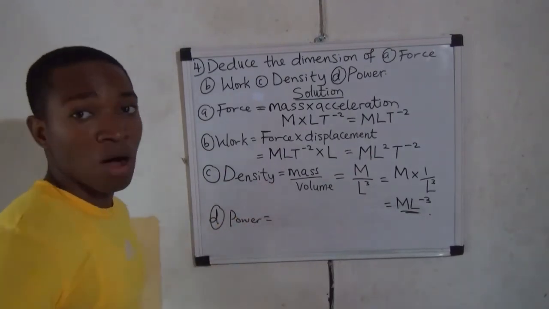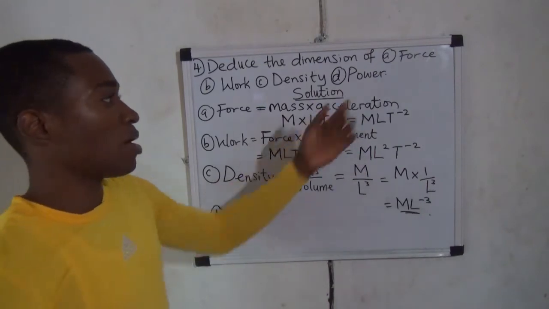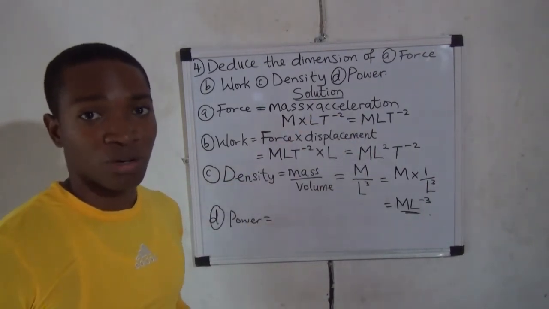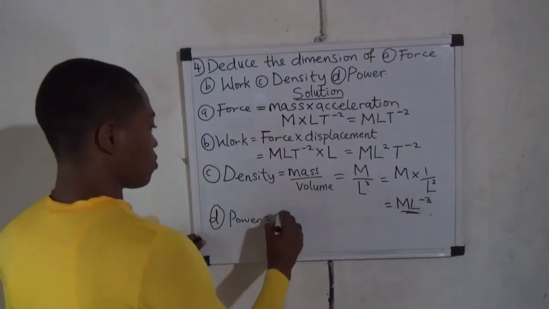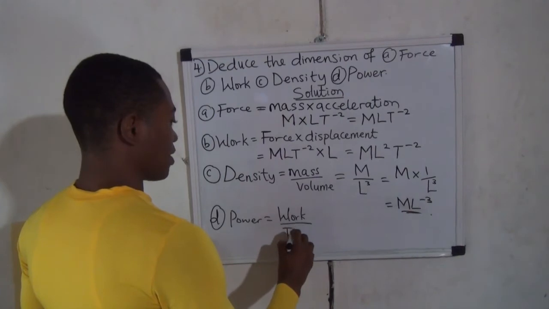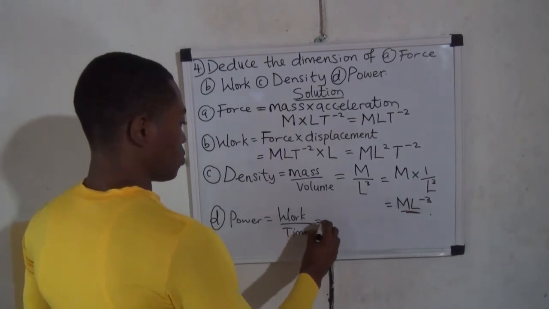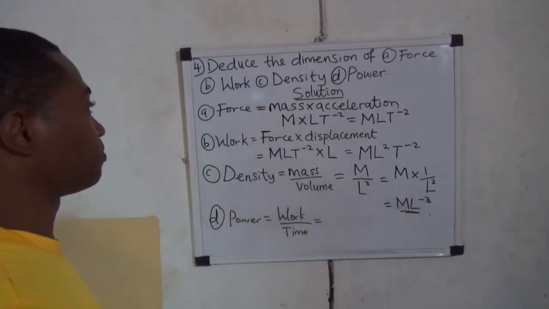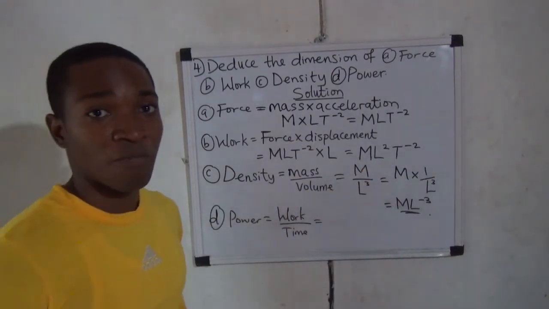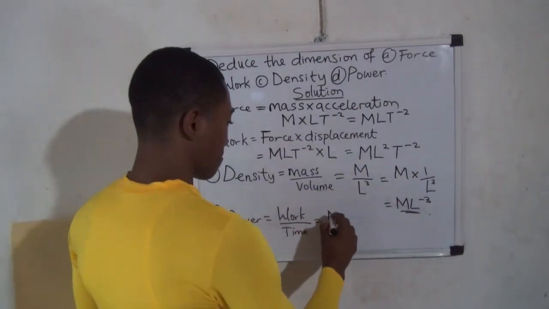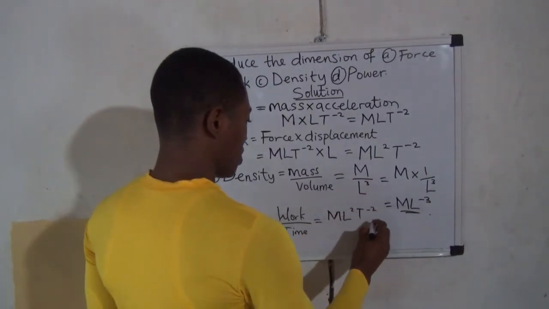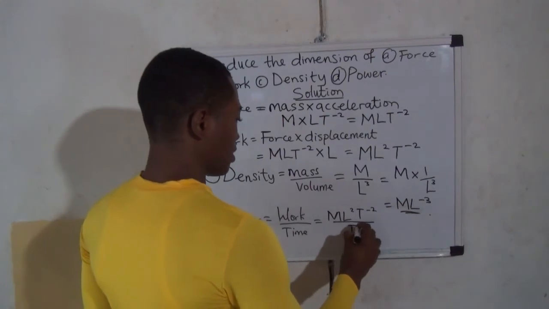And the last one is power. What is the formula for power? Power is defined as the rate of doing work with time, or the time rate of doing work. So, power is work divided by time. What is the dimension of work? The dimension of work is M L squared T raised to the power of minus 2, divided by time, that is T.